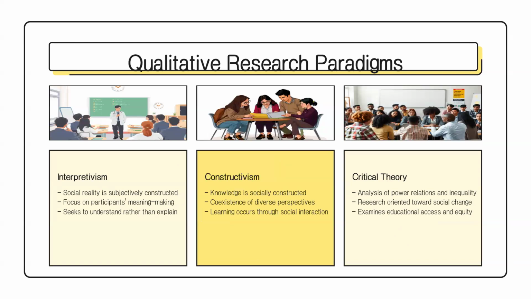Qualitative research is rooted in different paradigms. Interpretivism assumes social reality is subjectively constructed and focuses on participants' meaning making. Constructivism believes knowledge is socially constructed and learning occurs through social interaction. Critical theory examines power relations and inequality, aiming for social change.